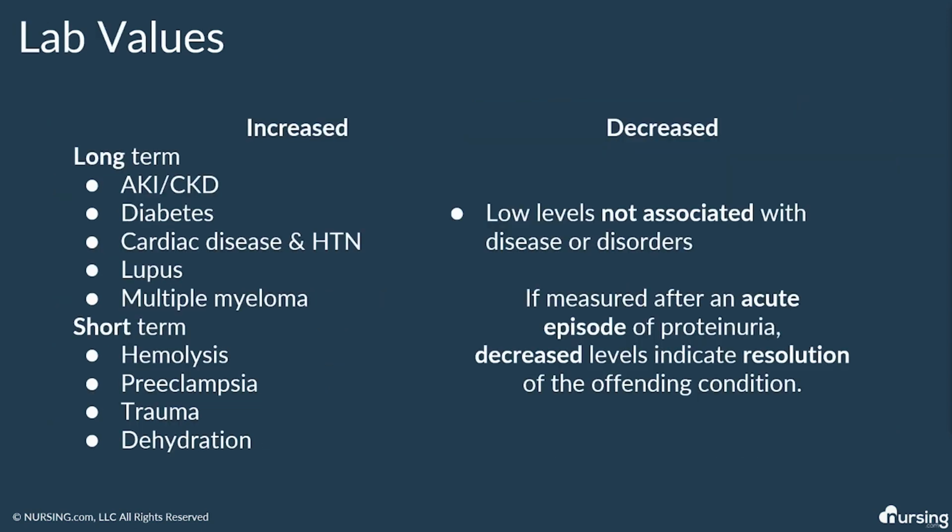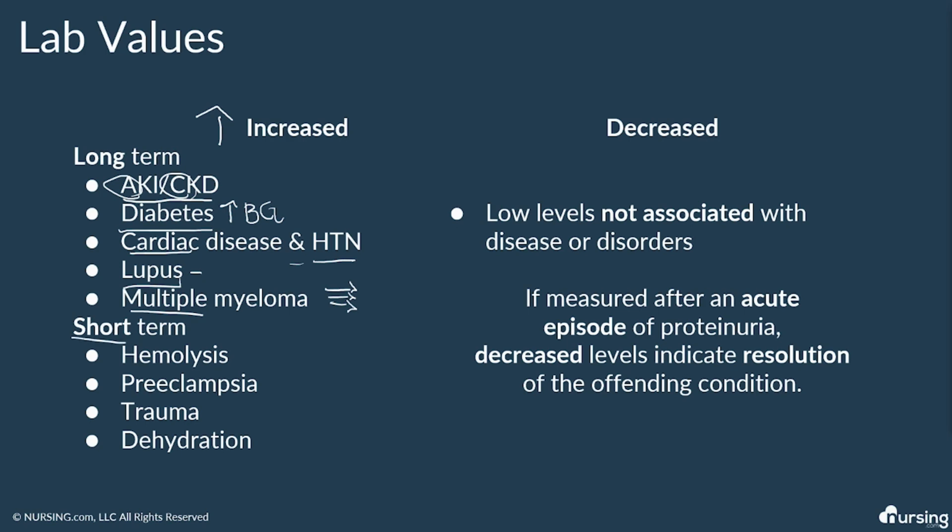Proteinuria, or the presence of protein, will be increased long-term in those with either an acute kidney injury or chronic kidney disease, those with diabetes because increased blood glucose is so irritating to the glomeruli, also with cardiac disease and hypertension. Think about all that pressure on those little tiny arterioles and venules within the glomeruli. Also, we talked about lupus, which is one of the autoimmune diseases, lots and lots of inflammation, as well as all of that creation of those short chain proteins in multiple myeloma.